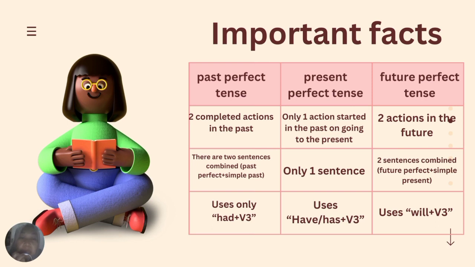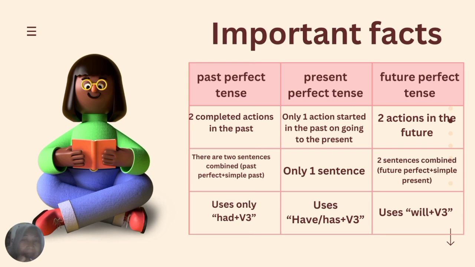They are: first, only one action started in the past ongoing to the present. So, the action that started in the past is still happening in the present. And then it uses only one sentence, and it uses have or has plus verb 3. Okay? Do you know the difference between have or has? Yes, it depends on the subject. If the subject is plural, it uses have. If the subject is singular, it uses has.